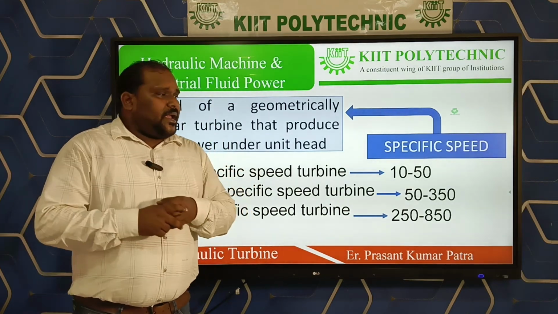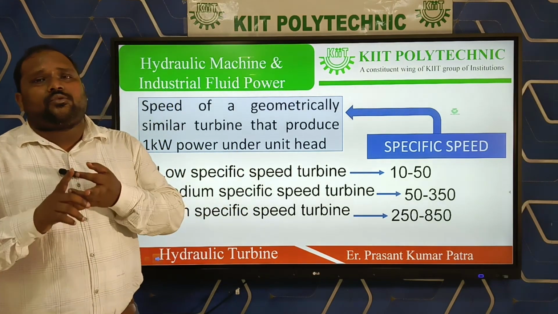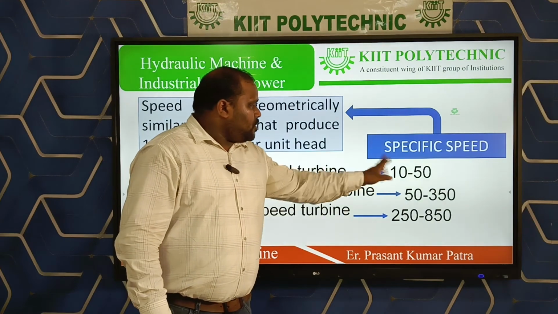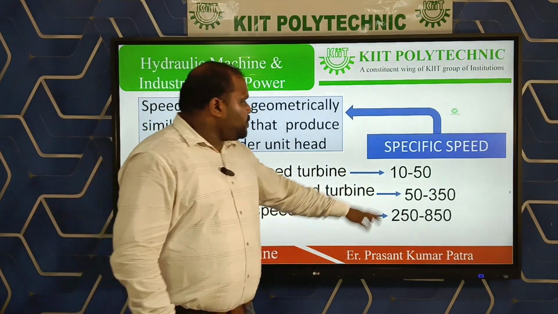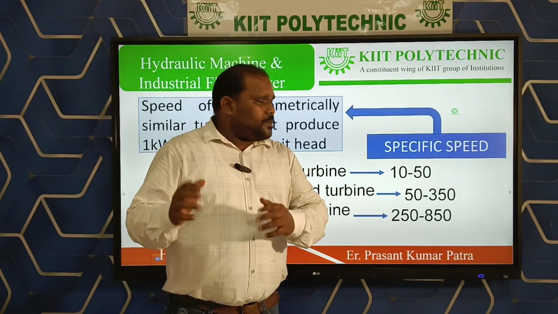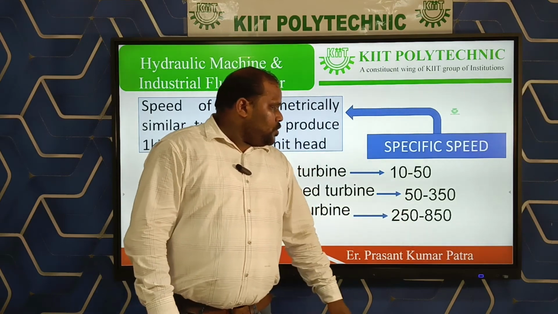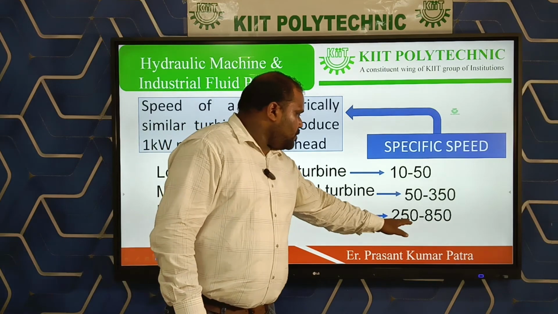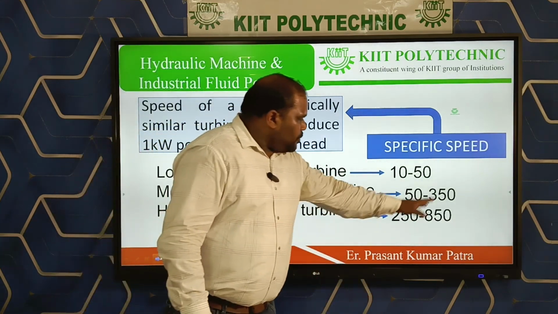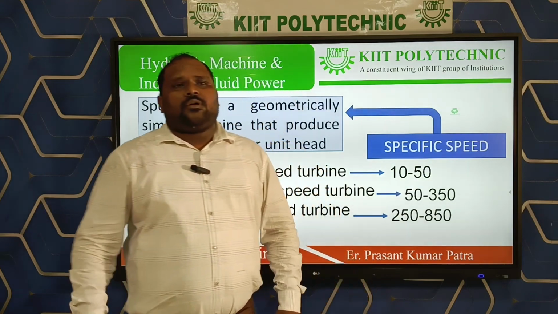And depending upon that, the turbines are classified into three categories, and we can see the range of specific speed. For the low specific speed turbine, the range is 10 to 50 rpm, then second one 50 to 350, then third one is 250 to 850. What happens, this range is up to 250, 300 to 1000.